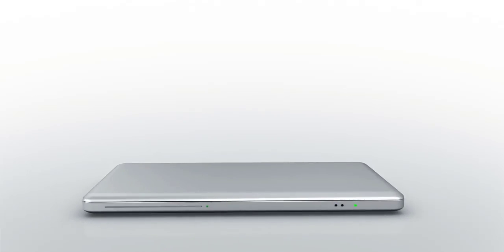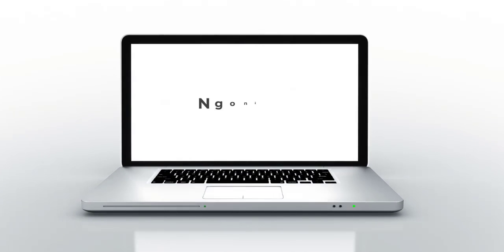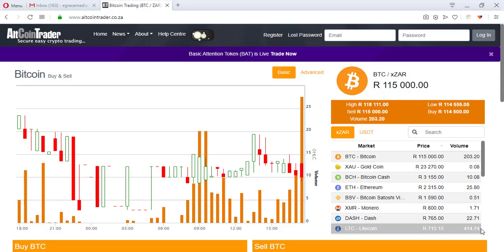Hello guys, my name is Ngoni, and today I'm going to show you how you can use Altcoin Trader to trade and also to exchange your bitcoins to buy crypto and also to perform all other things that you can do on a crypto exchange.